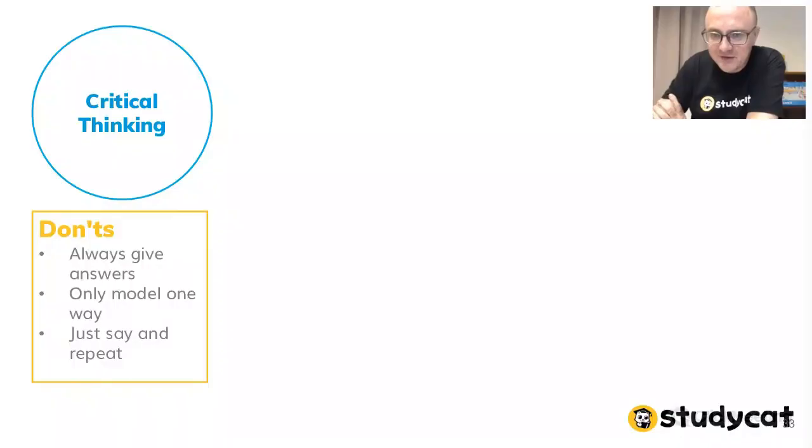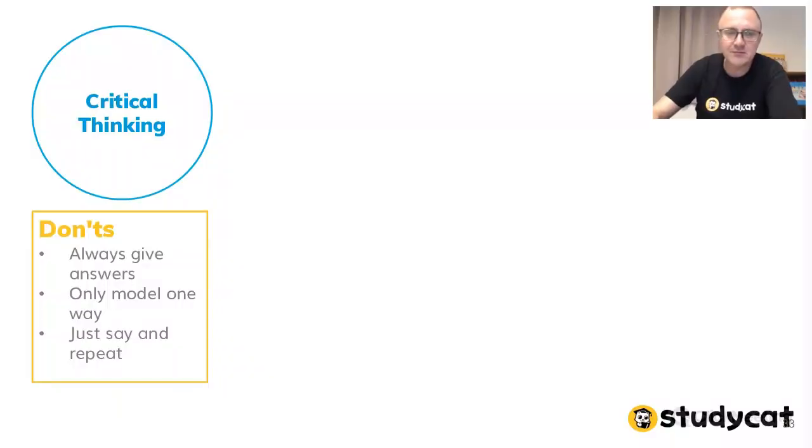So let's look at critical thinking. I think I got my slides around the wrong way, unfortunately. The things that I say are don'ts. I'll give an example later, but don't always give the answer. Every time a child asks you something, don't give the answer to them, because then you're taking away a chance for them to think about the answer. Don't always model language in one way. I see a lot of teachers who just use flashcards, flashcards, flashcards. Flashcards are great, but if that's the only way a kid sees language, they won't have the concept that language comes from lots of different places, which is what critical thinking is about, seeing things in different places that are the same and different. And don't just say and repeat, because if it's just repeating, I'm not really thinking.